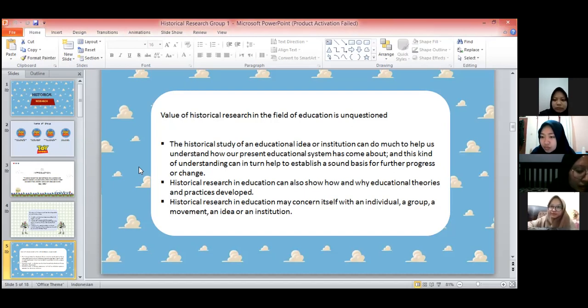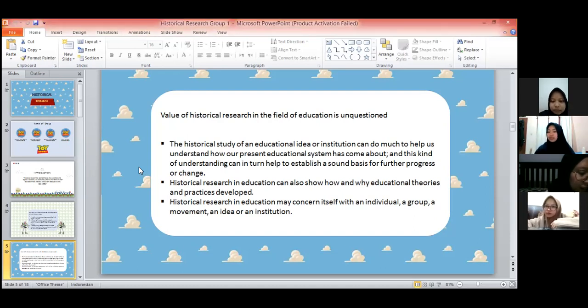research. And the particular value of historical research in the field of education is unquestioned. Further, the historical study of an educational idea or institution can do much to help us understand how our present educational system has come about. And this kind of understanding can in turn help to establish a sound basis for further progress or change. Historical research in education can also show how and why education theories and practices developed. It enables educationalists to use former practices to evaluate newer emerging ones.